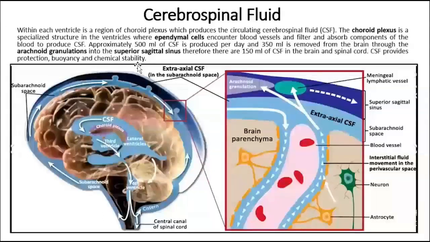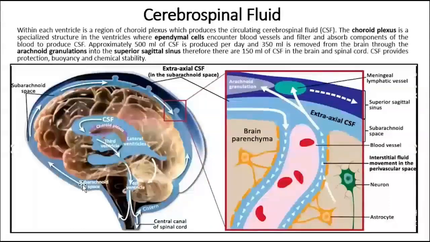Other functions, buoyancy. The cerebrospinal fluid allows the brain to be suspended in the fluid, because if you don't have this fluid, then the bottom of the brain will rest on your skull, and then the neurons at the bottom of your brain will get damaged because of the weight of the brain. So that doesn't happen because, again, the fluid provides buoyancy.